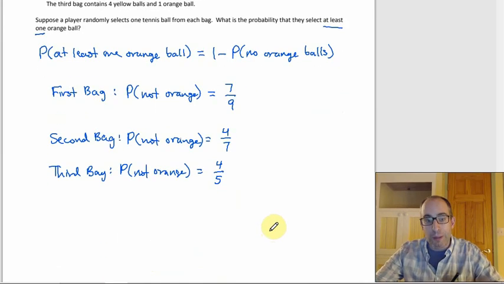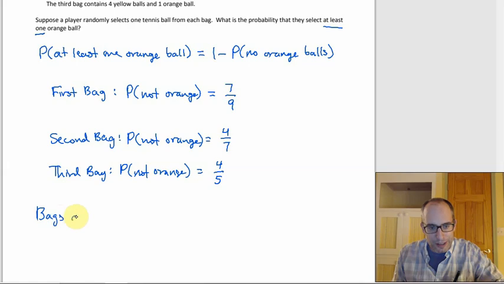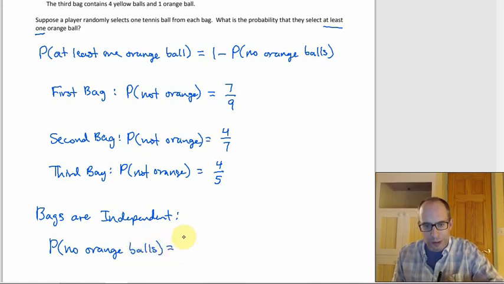Okay, and then the bags are independent. Right? Like, what happens when the player pulls a ball out of the first bag has no effect on the second bag, has no effect on the third bag. Right? So the bags, that's a terrible looking S. Bags, there we go, are independent. And that would mean that the probability of no orange balls is going to be equal to 7/9 times 4/7 times 4/5, right?